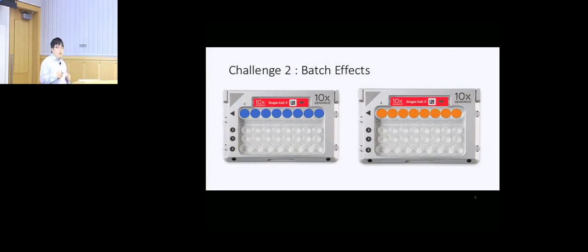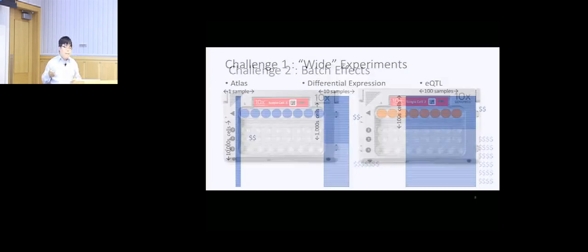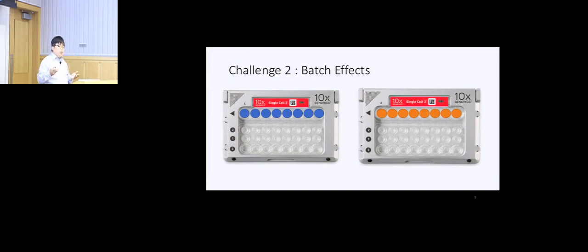So the second thing, my point here is that when you do the wide experiment, it becomes more and more expensive because the per sample cost is almost fixed. So the second challenge is that there is a possible batch effect.